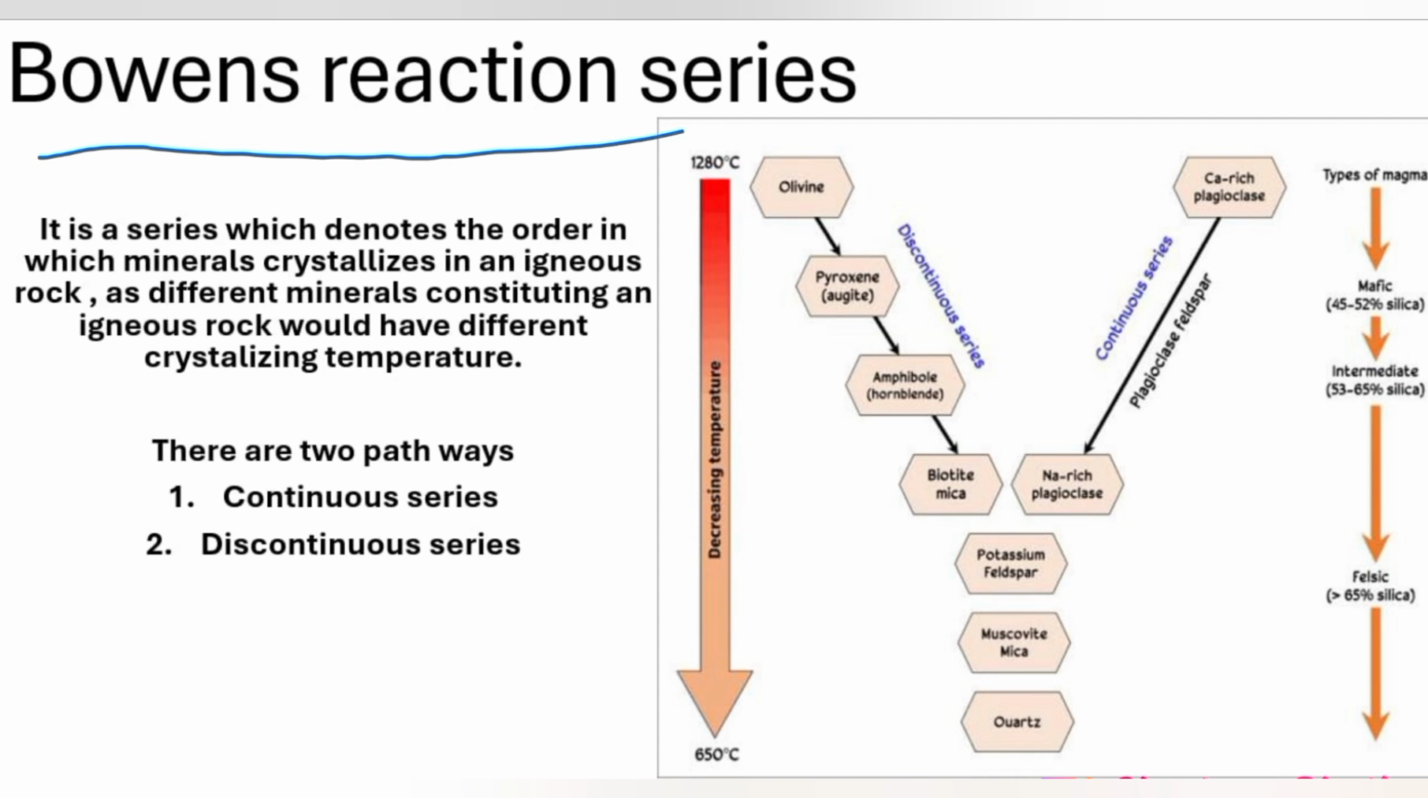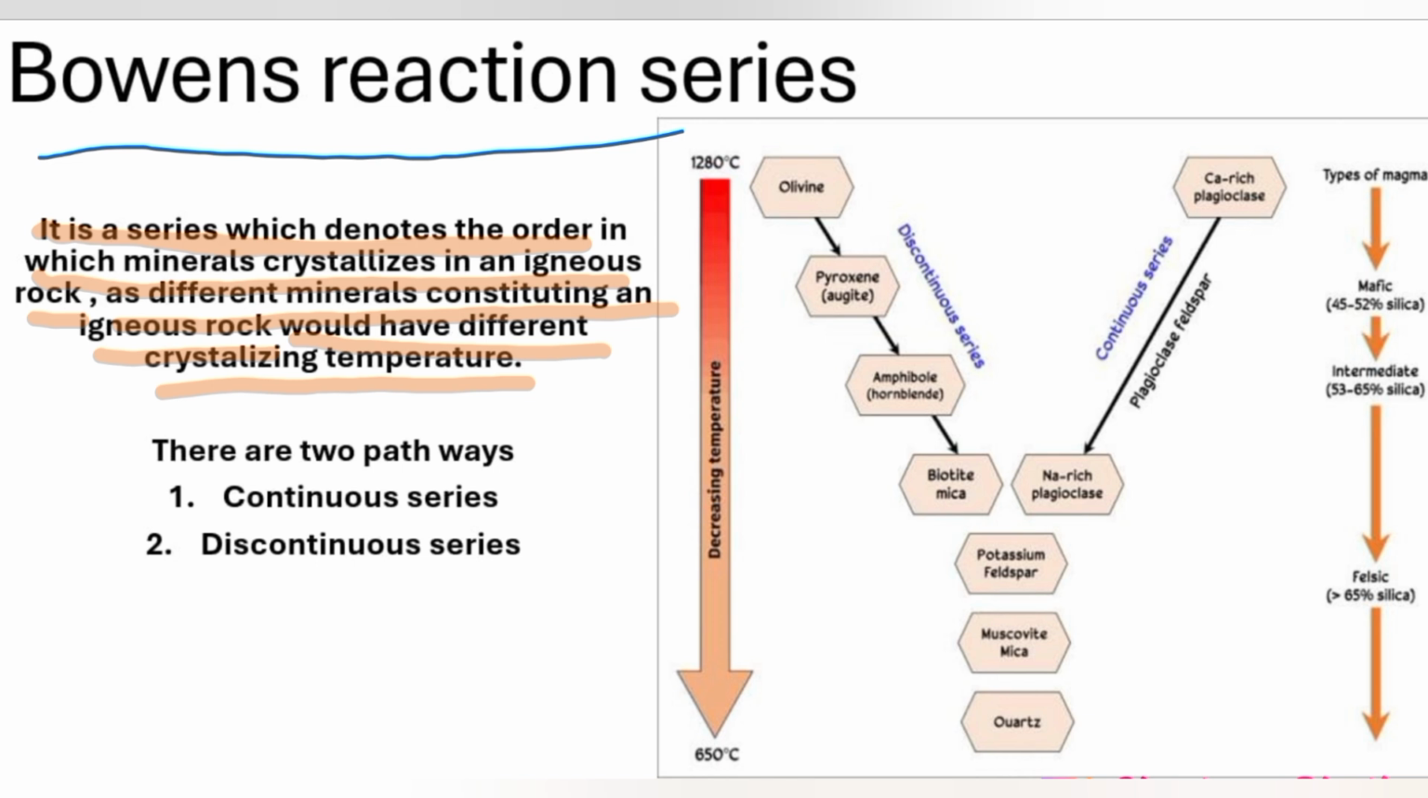So what is Bowen's reaction series? It is a series which denotes the order in which minerals crystallize in an igneous rock. As we know, different minerals constituting an igneous rock have different crystallizing temperatures. So Bowen's reaction is used for this.